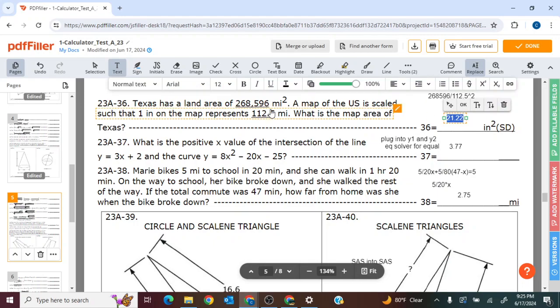And you use 4 SDs because you're multiplying everything, and your lowest number of SDs is 4, as you can see here.